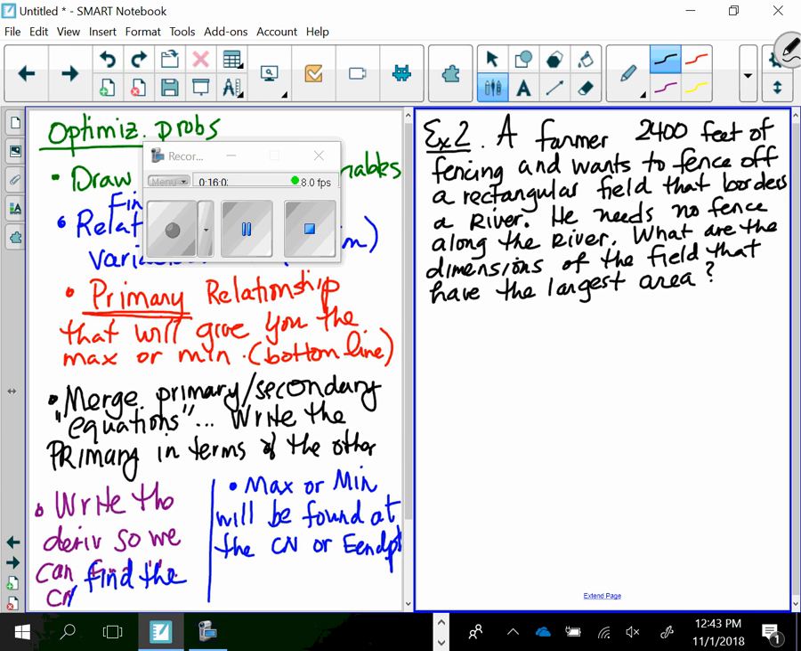All right, identify some variables. Right now would be a good time to get your figure on. Use L and W, or you can use X, Y, whatever you prefer. So we have a river. You have a rectangle along the river.